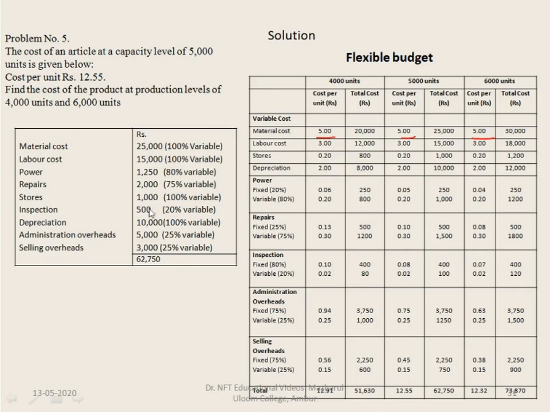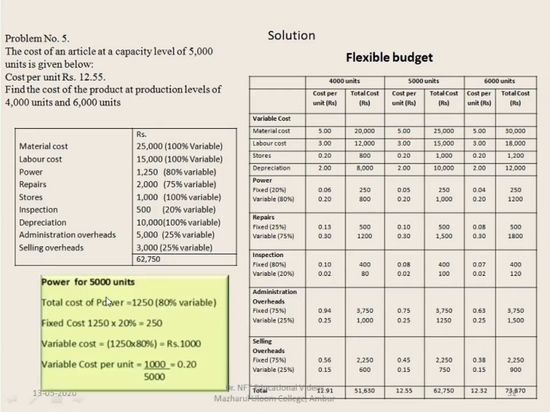of activities. Now coming to the depreciation part, depreciation is also given as 100% variable. So depreciation 10,000 divided by 5,000 gives you 2 rupees as the per unit cost. 2 into 4,000 is 8,000. 2 into 6,000 is 12,000. So that's all relating to the 100% variable cost. Now we'll see one by one the other things. Material and labor is over. Now coming to power. Power you have 1,250 and 80% is variable.